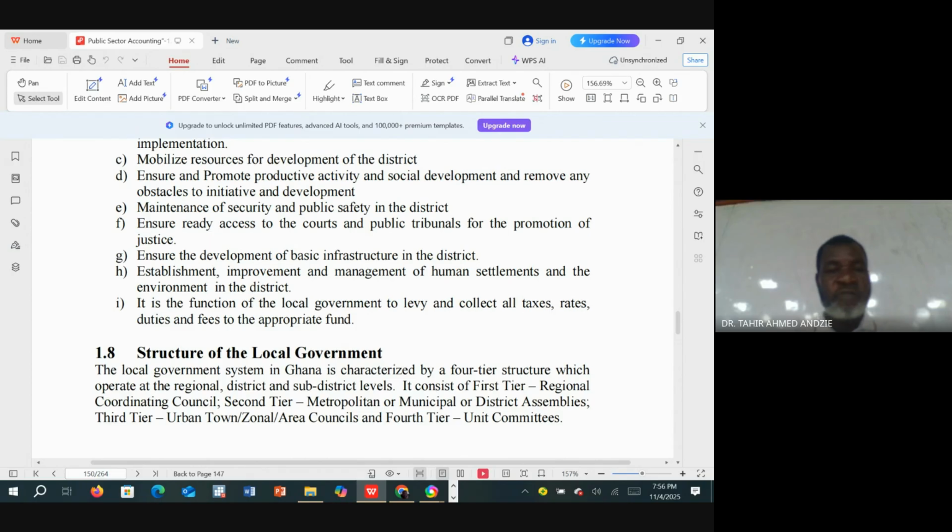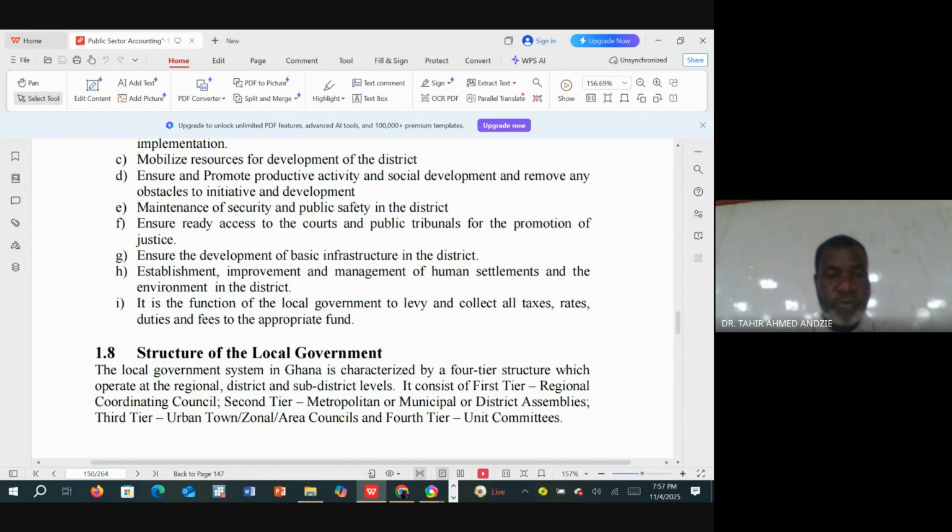So there is the issue of road access to the various houses and distance. If you go to some towns, you just walk and enter somebody's room because there's no plan. It is the district assembly that has to do that, and it is their function to ensure the establishment, improvement, and management of human settlement and the environment in the district.